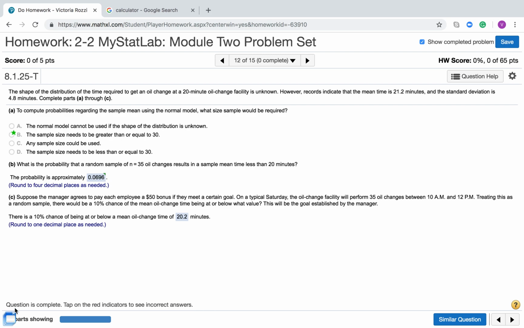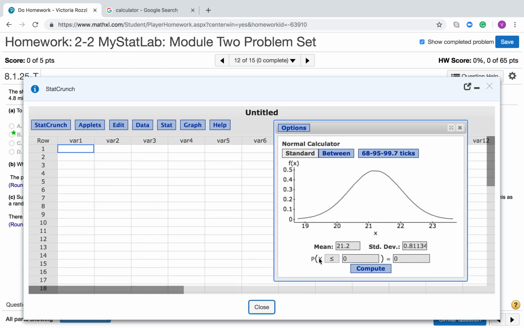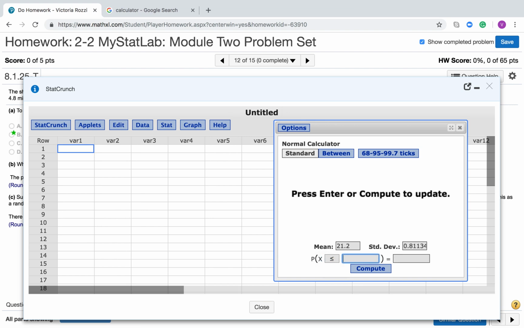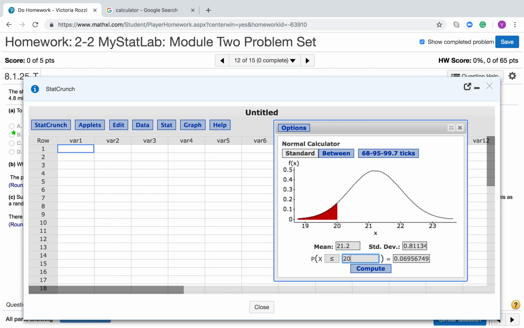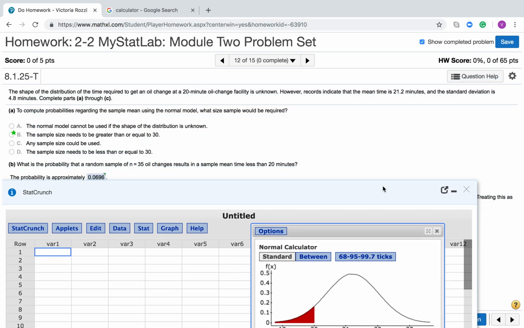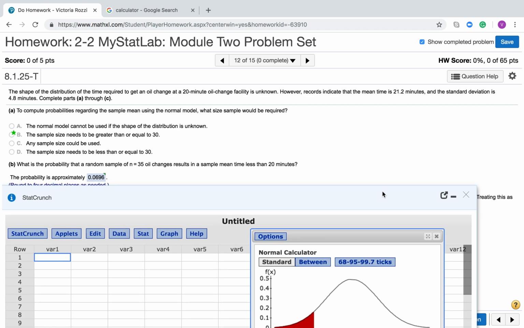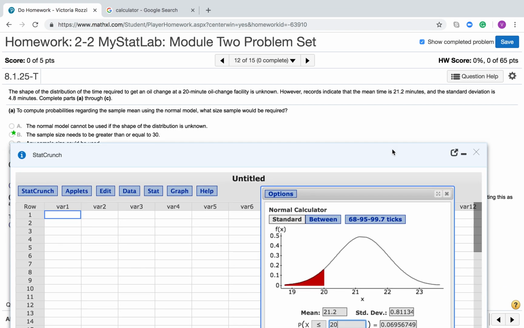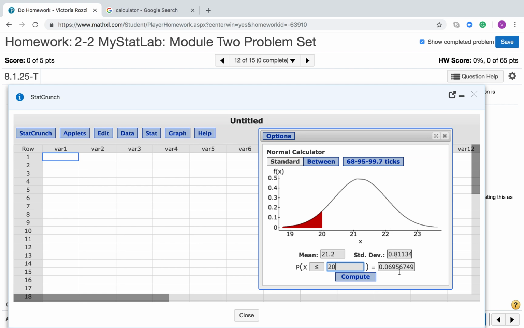So we're going to go into our calculator here and see where it has the probability. We want the probability that x is less than or equal to, and we could also change this to greater than if we needed to, but we're doing less than or equal to 20. And press enter. So you can see here we're getting 0.069566749, which, if you look at the answer that they got, they're rounding to 4 decimal places, so they're using 0.0696. And that would be correct because right next to my 5 there is a 6, so this would round up.